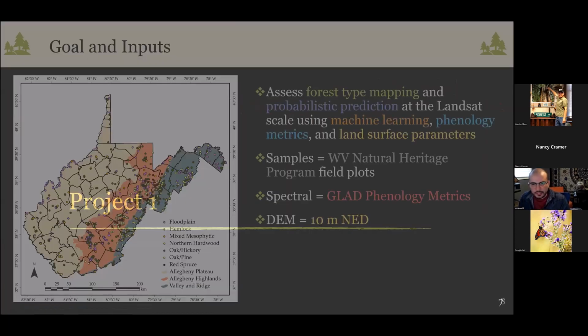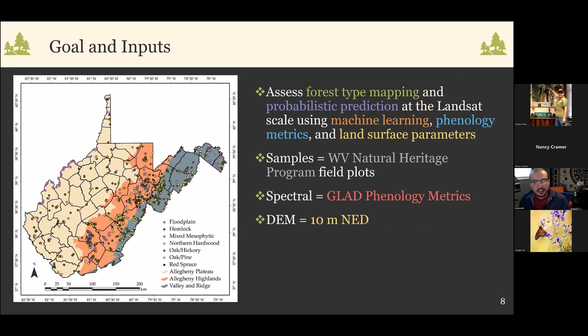Okay, so the first project I'm going to discuss was a forest type mapping exercise. The goal of this project, which again was partially completed by my master's student, was to map and differentiate broad forest community types at the Landsat resolution, 30-meter pixels, across the entire state, using a combination of spectral data and terrain metrics derived from elevation data.